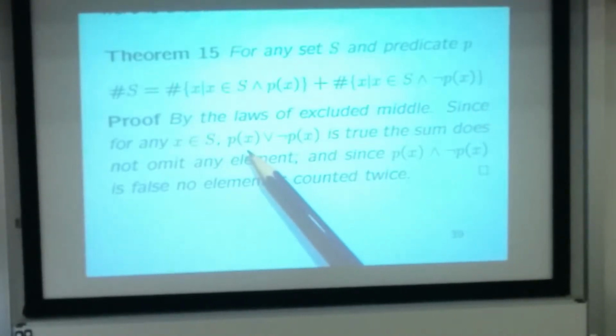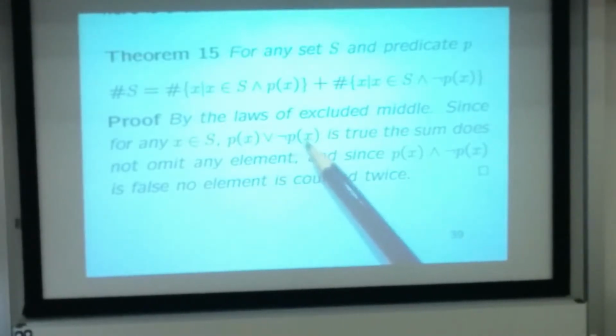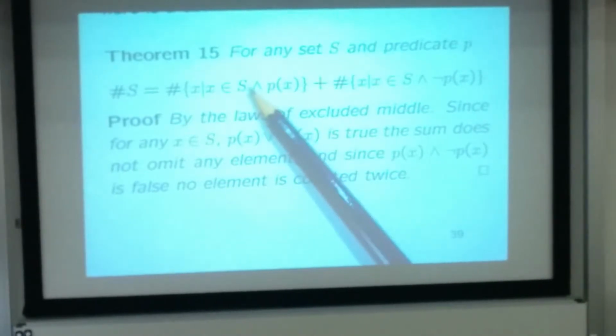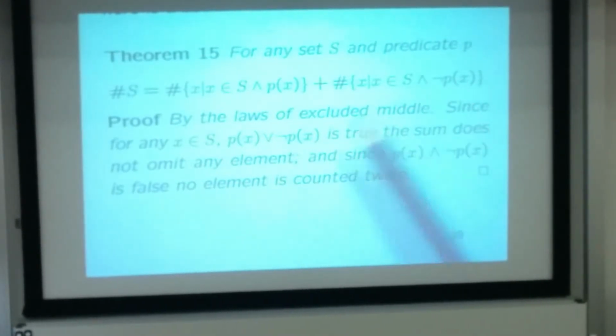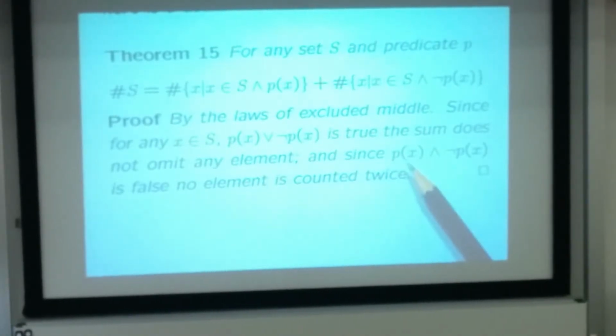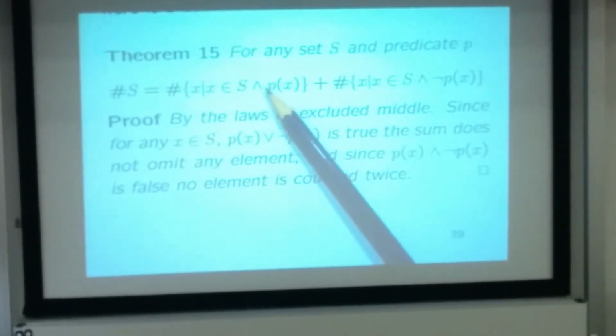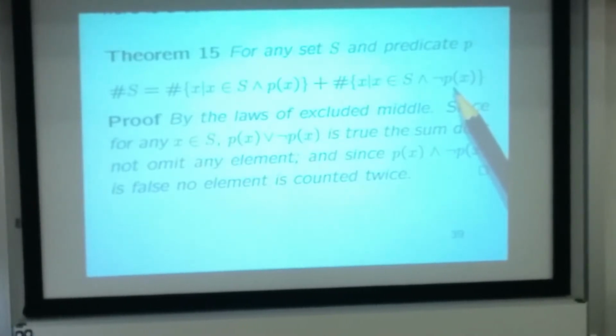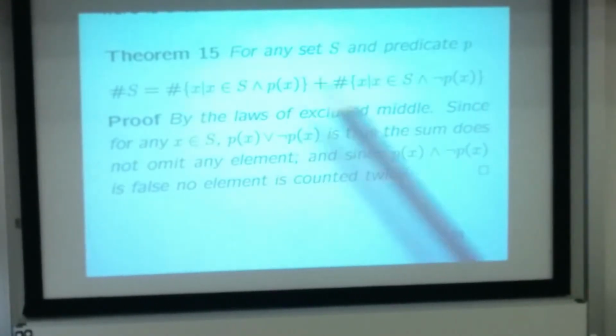How can it be that I miss something out? Px or not Px is always true. So every element will be included either here or here. I won't miss something out. And similarly, how can it be I count something twice? I won't, because Px and not Px is always false. So I won't include an element both here and here. So that's a simple logical justification of this little principle or rule.